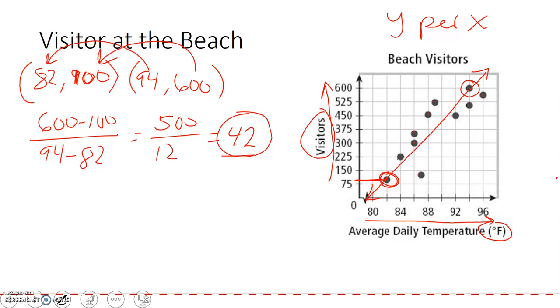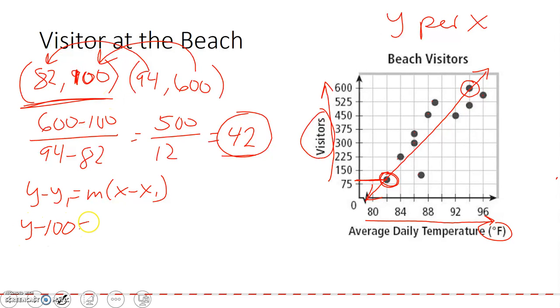So now what I want to do is write an equation of the line. So I'm going to use y minus y1 equals m times x minus x1. This is something you should remember from the first semester. I'm going to pick one of these points. The point I'm going to pick is the first one. It's going to be y minus the y value, which is 100. That equals the slope, which is 42, times x minus the x value, which is 82.